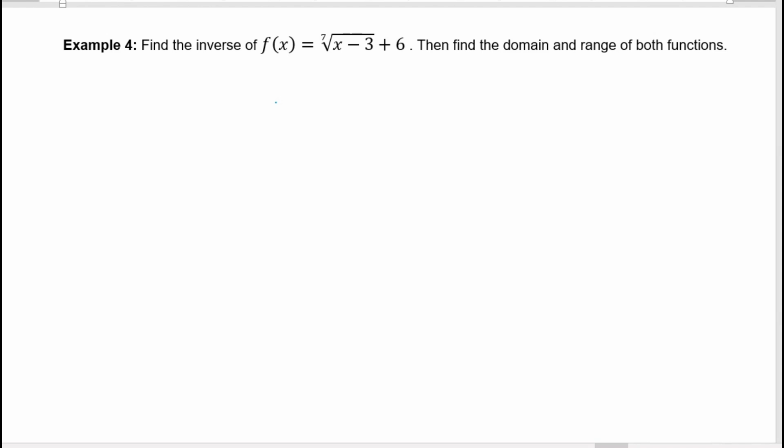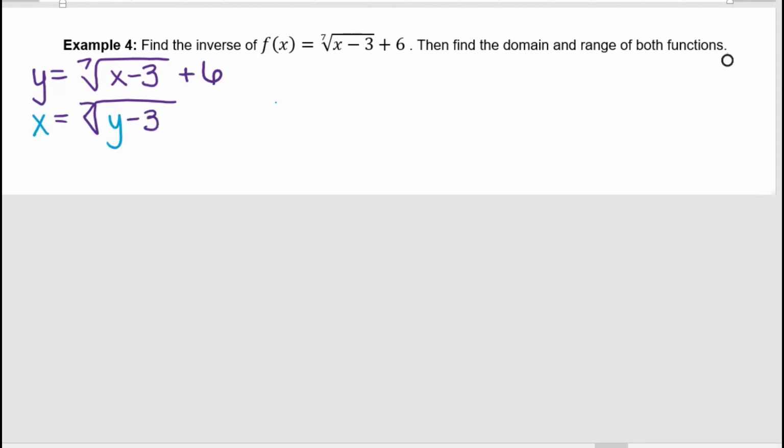Remember, first step, replace f of x with y. So y is equal to the 7th root of x minus 3, plus 6. Second step is where we flip x and y. So instead of y equals, we have x equals the 7th root. Instead of x minus 3, we're going to have y minus 3, plus 6. And we need to solve for y.